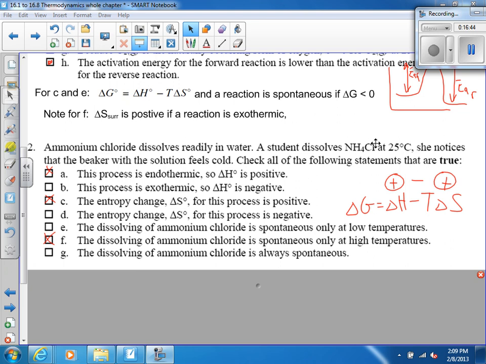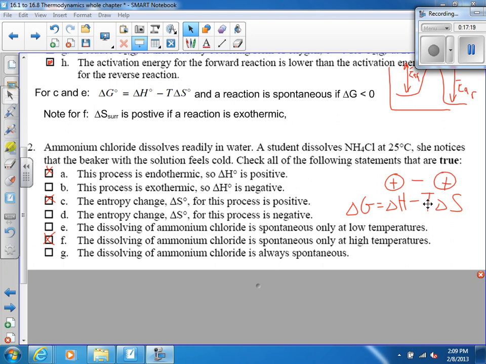We're forming NH4 plus and Cl minus, so entropy is increasing. Delta S is positive. For this last part, you have to look at your delta G is delta H minus T delta S equation. We saw delta H was positive, right there. Delta S was positive, right there. We have a positive minus a positive. This is not always spontaneous. It's not never spontaneous. It's not never, and it's not always. It's only sometimes spontaneous. And you have to figure out, would it be spontaneous when T is large or small?